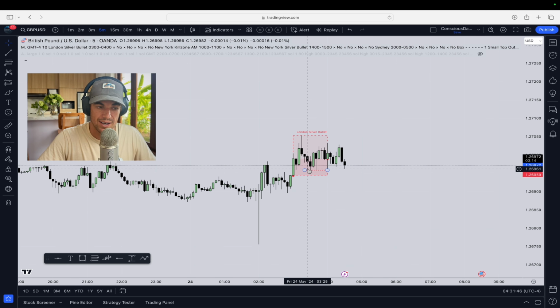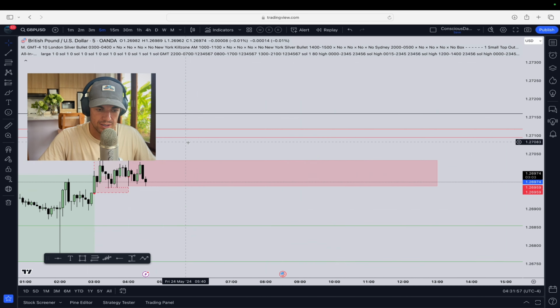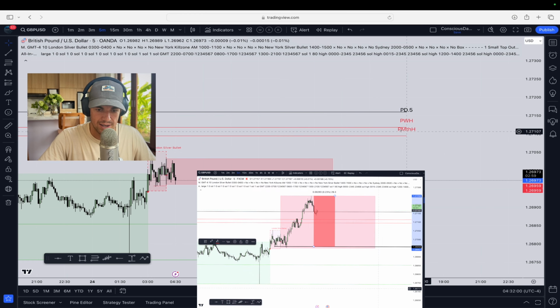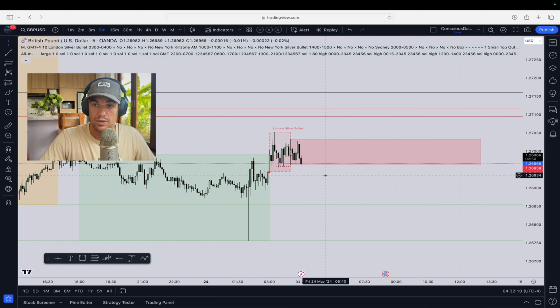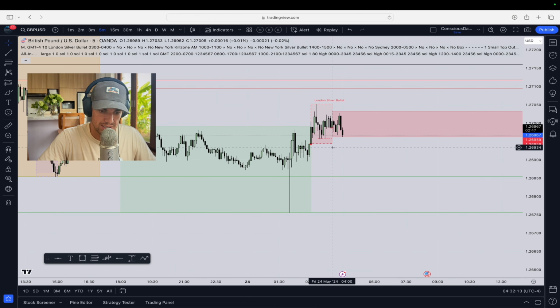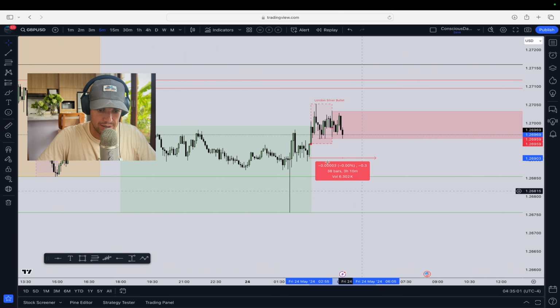Second, where am I targeting? I'm going to open the other one. Boom. Top of the London session, but that's probably not going to be enough. What's the next line? Let's see what it is. Monthly high, weekly high, and previous daily 50%. I can target all these. Where's my stop loss? Stop loss is going to be below my first candle.